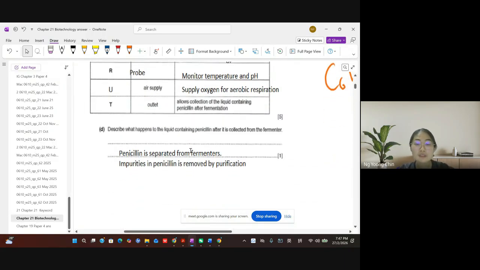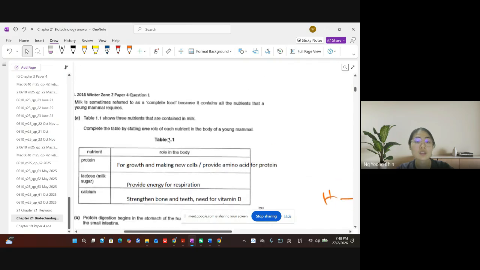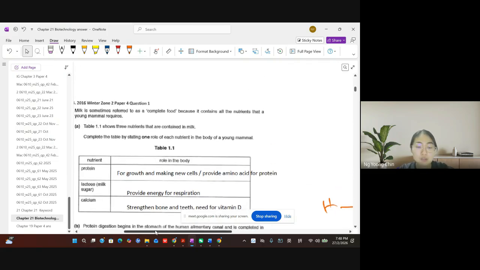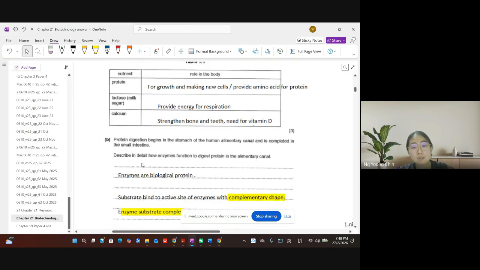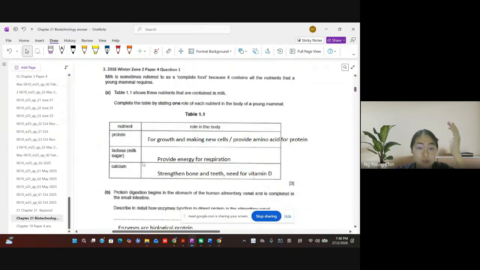Okay, so what happens to the liquid containing penicillin after it's collected from the fermenter? Penicillin is a kind of antibiotic, right? It's being separated from the fermenter. All the impurities in the penicillin are removed by purification. And then, okay, for number 3, I think you should be able to write the role of the nutrients in the body.